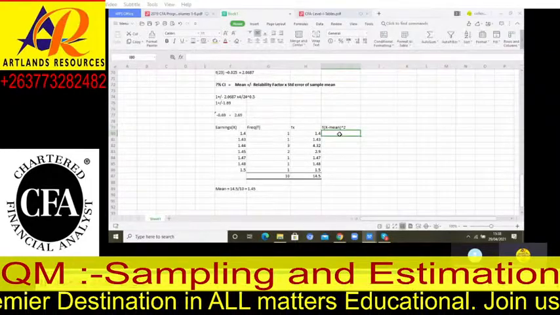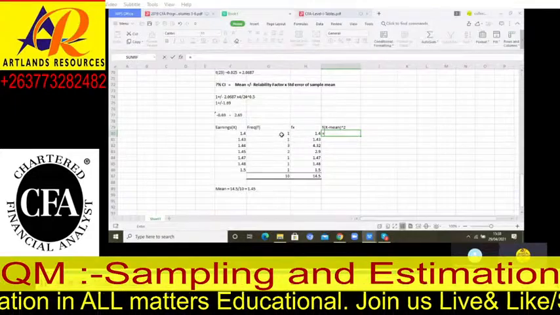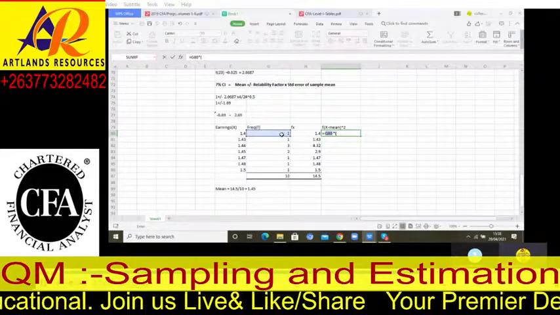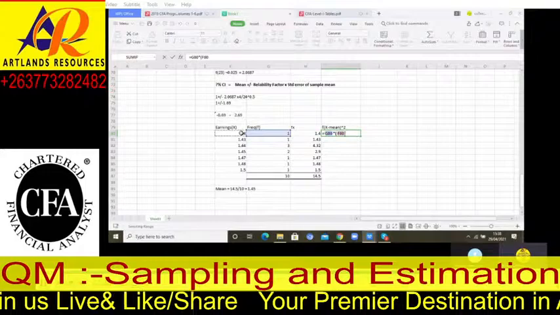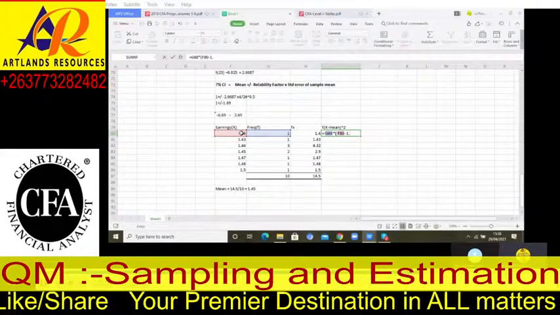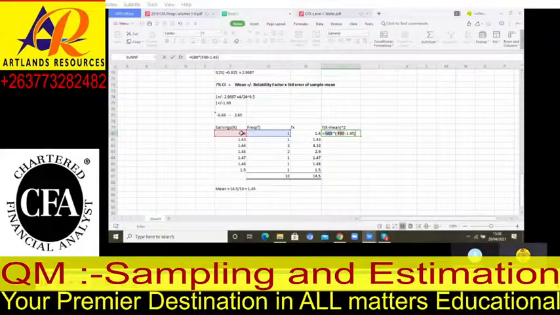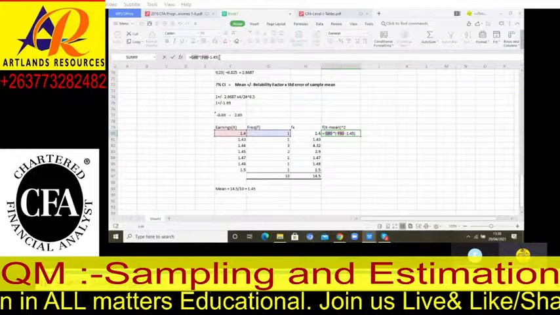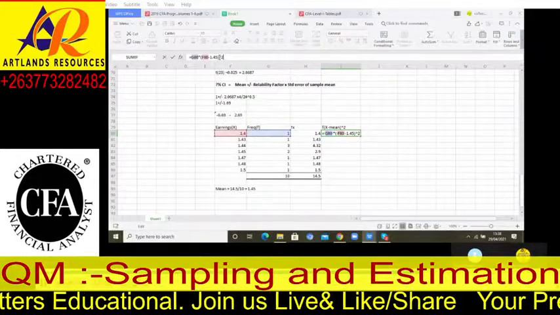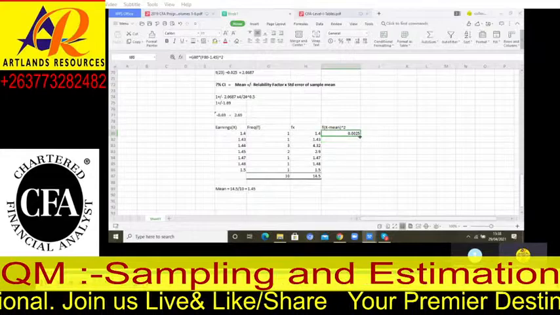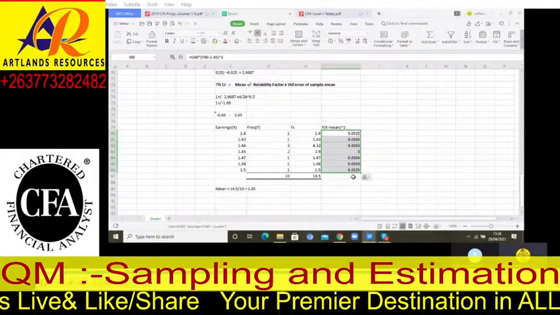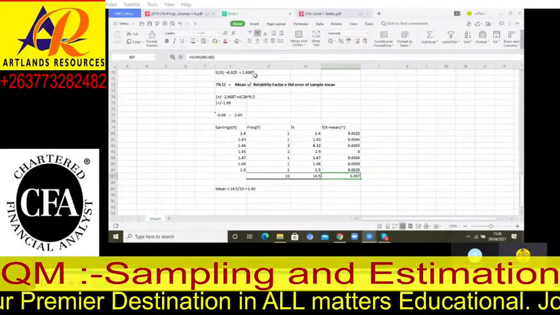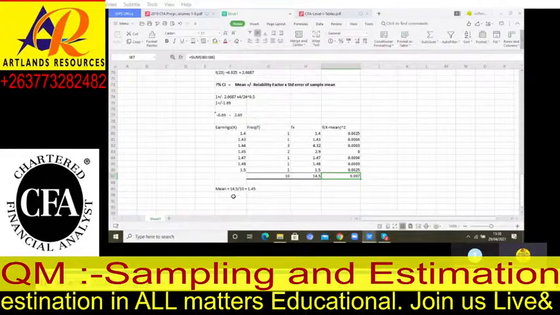So it will be equal to f, which is your frequency, times open bracket x minus 1,45. Oh, I have to square it. This one should be squared like this. And I drag it. And again, I add it. 0,007. Because I want to find the variance.